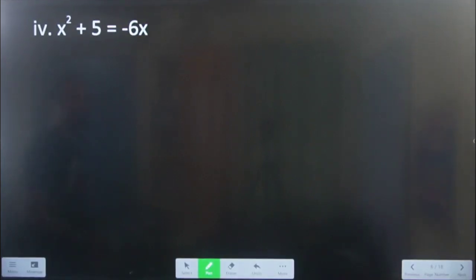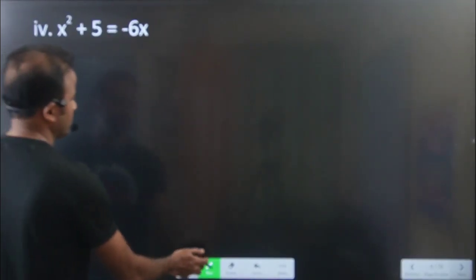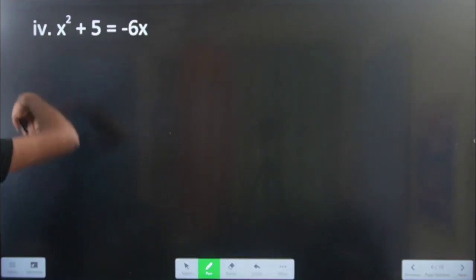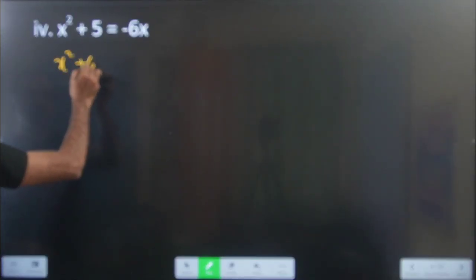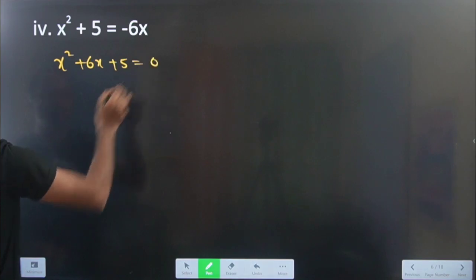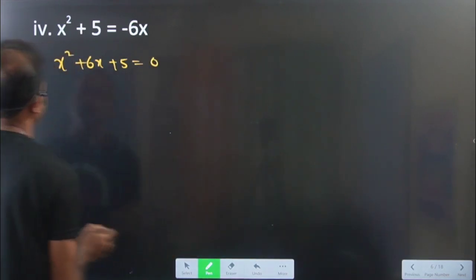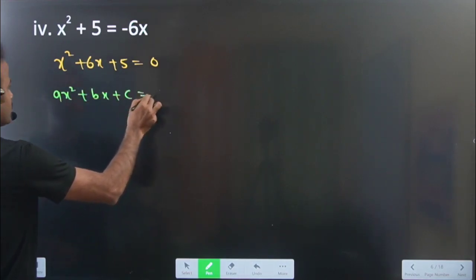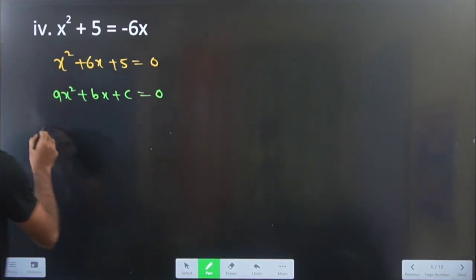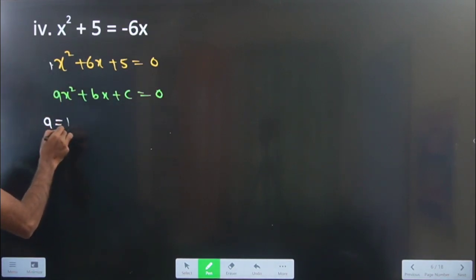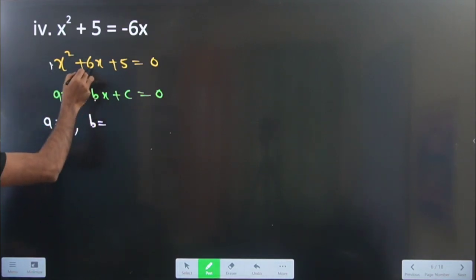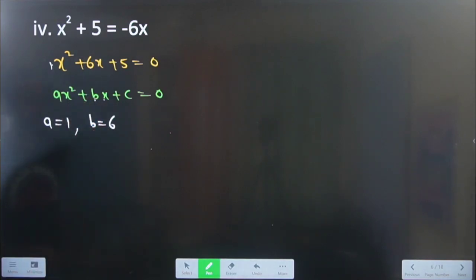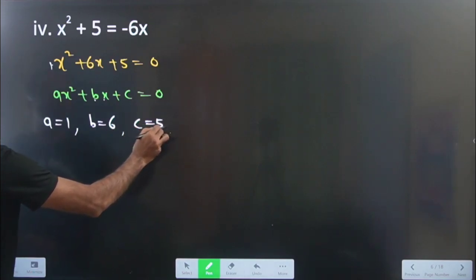In the next question we have x square plus 5 equal to minus 6x. Then what you have to do here? The minus 6x you take to this side, so it will become plus 6x. Plus 5 equal to 0. Compare the given equation with the standard form of quadratic equation ax square plus bx plus c equal to 0. Then what is the value of a here? The a value is 1, and the b value, the x coefficient, is 6. The c value is 5.